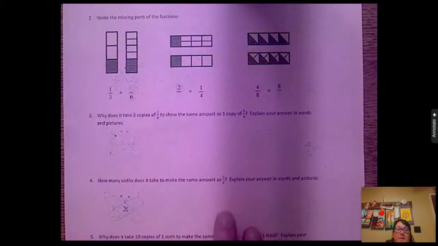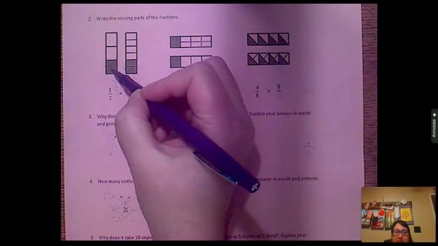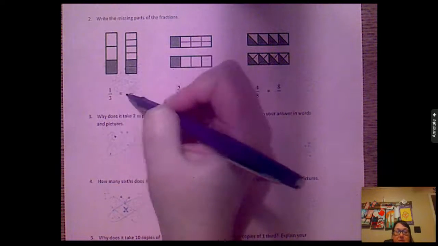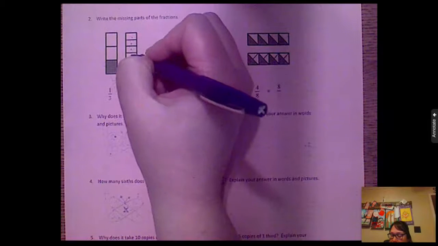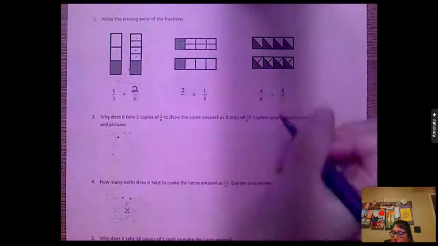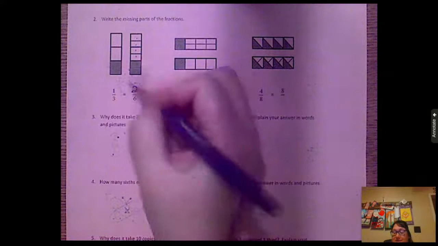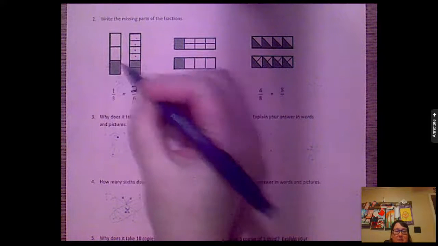All right, so on the back, number 2, it says, write the missing parts of the fraction. So this one says 1/3 is equal to blank over 6. Well, this is 1/3 because one piece is shaded out of a total of 3. And this is some amount of 6. I've got 1, 2, 3, 4, 5, 6. So that's where they get 6 as a denominator. And how many are shaded? Go ahead and fill in the numerator. 2, right? 2 are shaded. So 1/3 is equal to 2/6. And I can see it in the picture because the same amount is shaded.